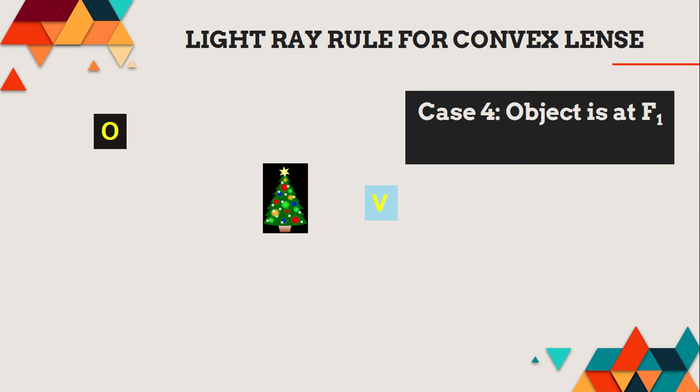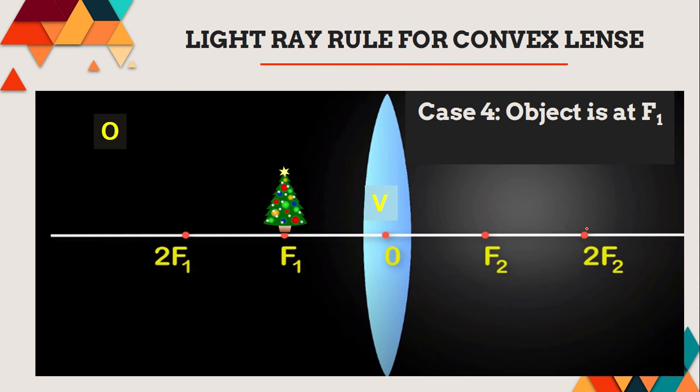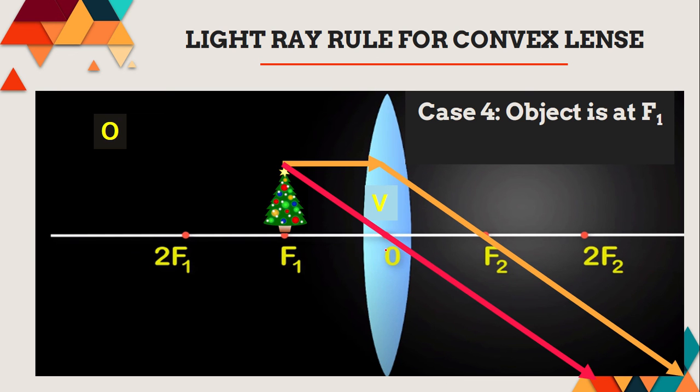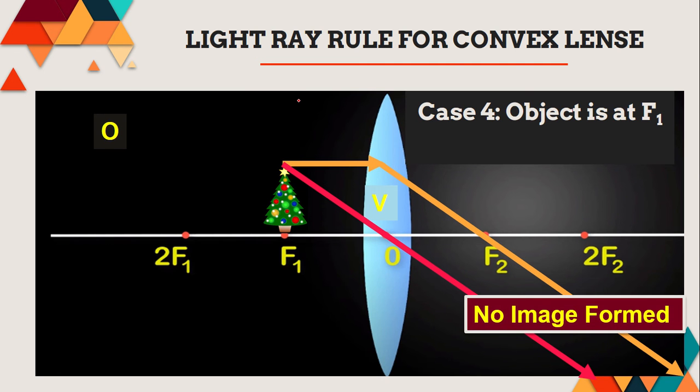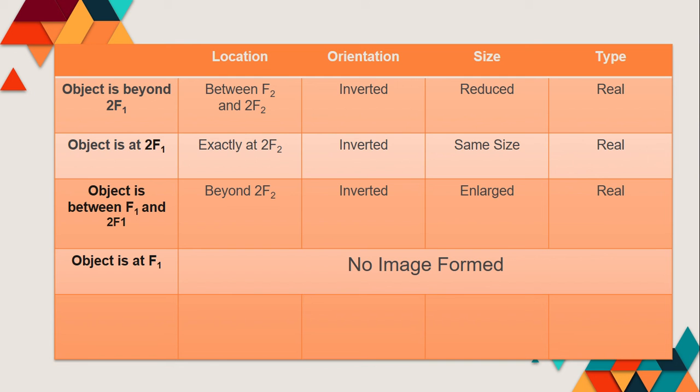Okay? Now, what if, case number 4, what if the object is at F1, nandito, nasa F1 na, papalapit na. So, ulit, apply tayo ng rule 1 and then rule 2. Okay. So, ugaliin natin na mag-extend. Mag-extend nga tayo. No image form. Okay? Kahit i-extend natin yan, hindi magkakaroon ng intersection. Kasi parallel sila. May intersection ba kayong nakita? Wala. Meaning, walang mabubuong image. Kaya ang ating table, no image form.